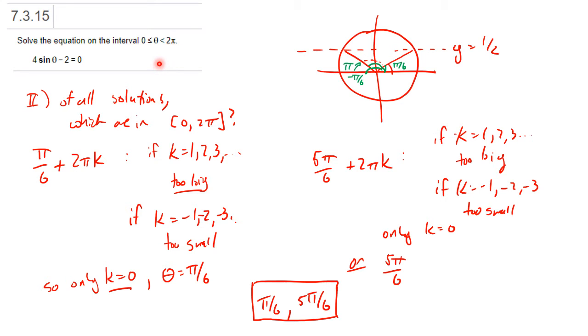But if the problem had specified, find all angles in between 0 and 6 pi, then there would have been more. We would have had to worry about going around possibly up to 3 times. So I like to be thorough, find all solutions, then find which ones are in the interval.